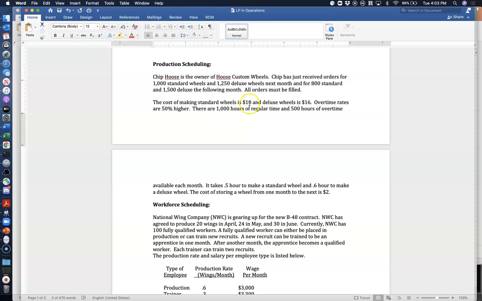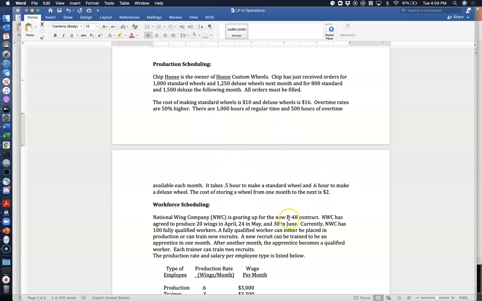The cost of making standard wheels is $10 and the cost of making deluxe wheels is $16, and overtime rates are 50% higher, which means if you're making standard wheels in overtime, it costs $15. If you make deluxe wheels in overtime, it's going to cost you $24. Now, there are 1000 hours of regular time and 500 hours of overtime available each month. It takes half an hour to make a standard wheel and 0.6 or 6/10 of an hour to make a deluxe wheel. The cost of storing a wheel from 1 month to the next is $2.